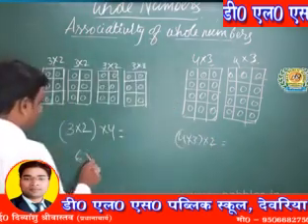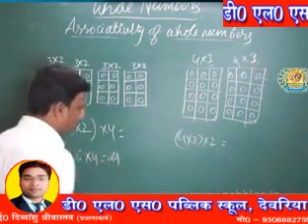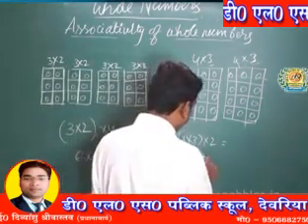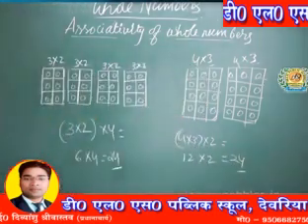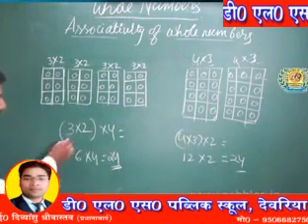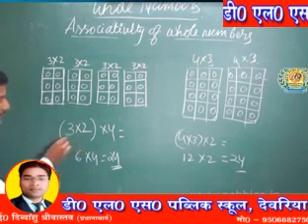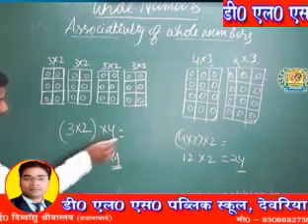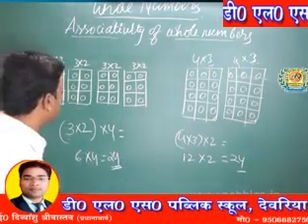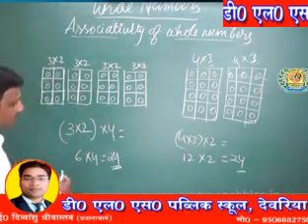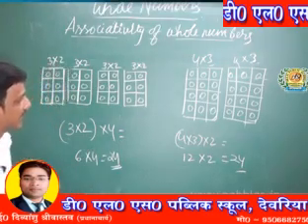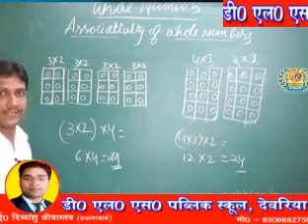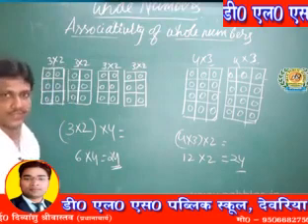3 twos 6 into 4, 24. And 4 threes 12 into 2, 24. So in both the cases the answer is the same, the value is the same. But the numbers that we are multiplying at the beginning are different. So this property is called the associative property of multiplication for whole numbers. So we find that addition and multiplication are associative over whole numbers.